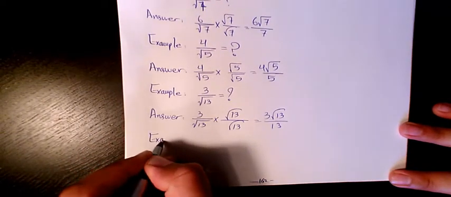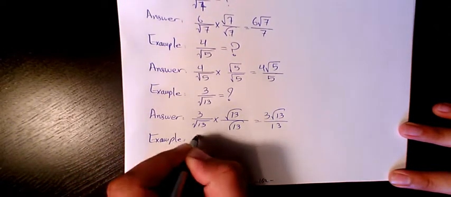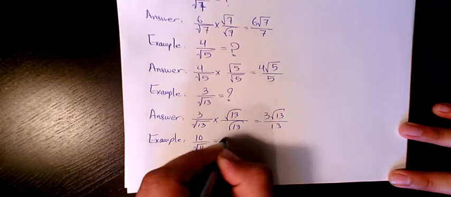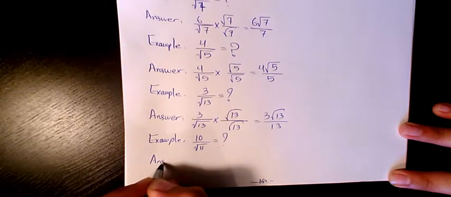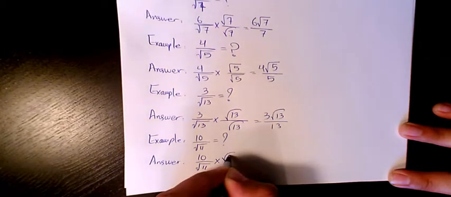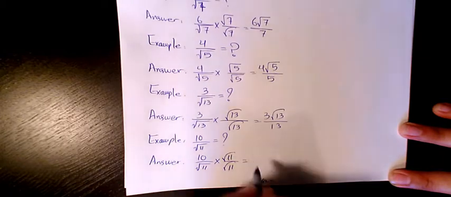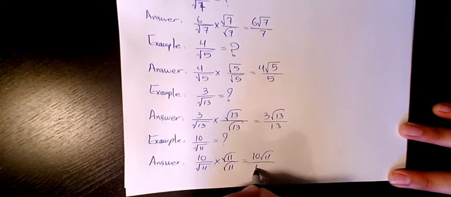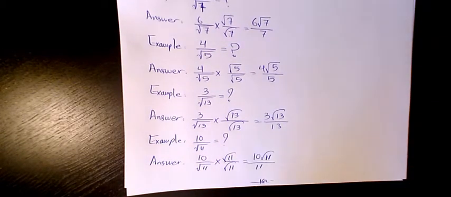Next example, 10 over root 11. Answer is 10 over root 11 times root 11 divided by root 11, which will be 10 root 11 divided by just 11. That's the final answer.